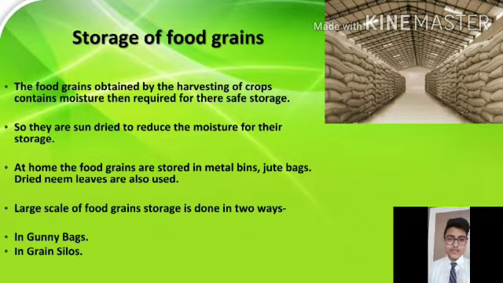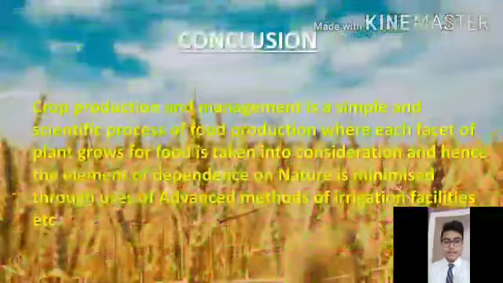I am going to explain the topic storage of food grains. Food grains obtained by the harvesting of crops contain more moisture than required for their safe storage. The food grains are sun-dried to reduce their moisture for storage. At home, the food grains are stored in metal bins, jute bags, and dried neem leaves are also used. Large quantities of food grains are stored in gunny bags and grain silos.